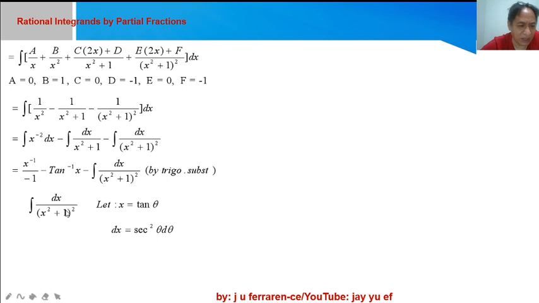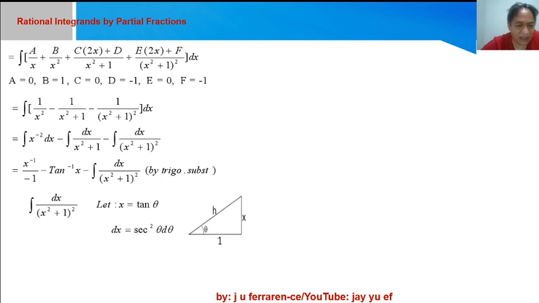My a is 1 because this is a squared, so 1 tangent theta. Correct? For dx, I need to find a replacement of this. That is the square of secant theta d theta, correct? So the whole expression can be substituted by constructing a right triangle.